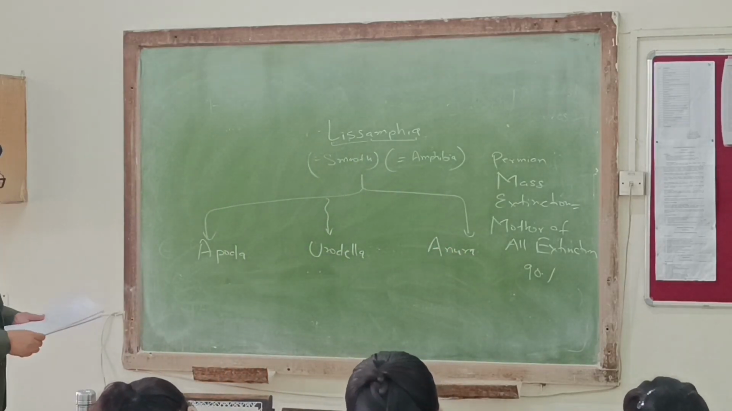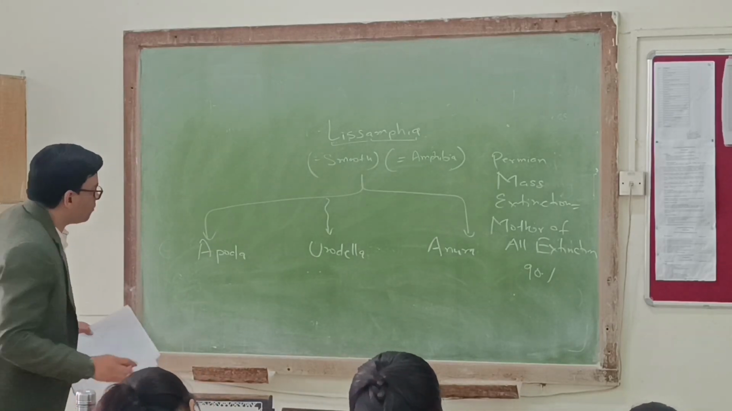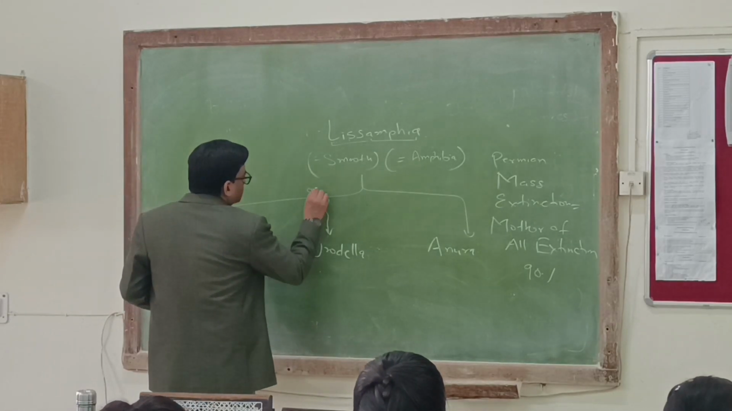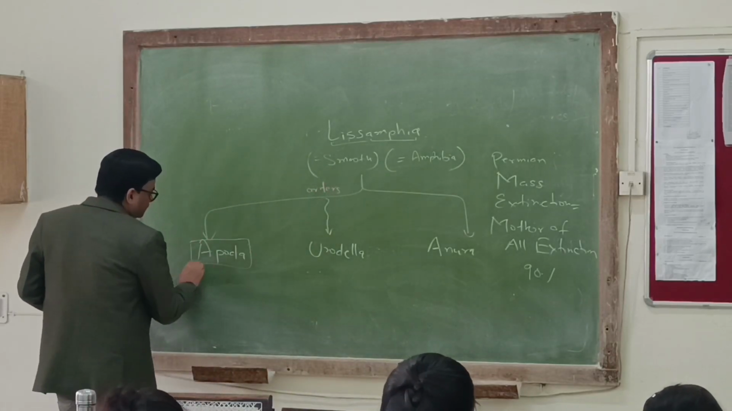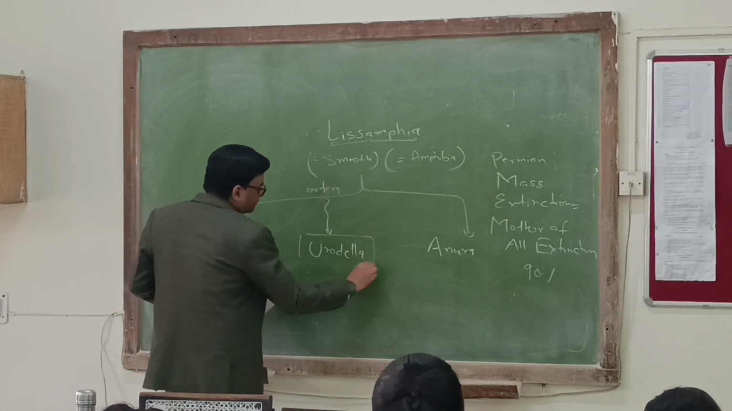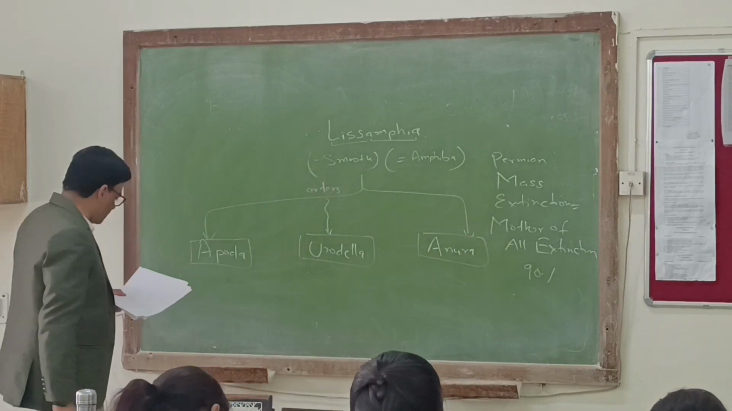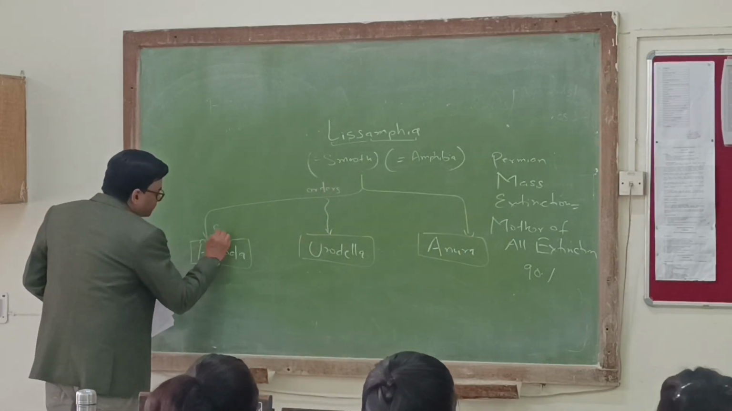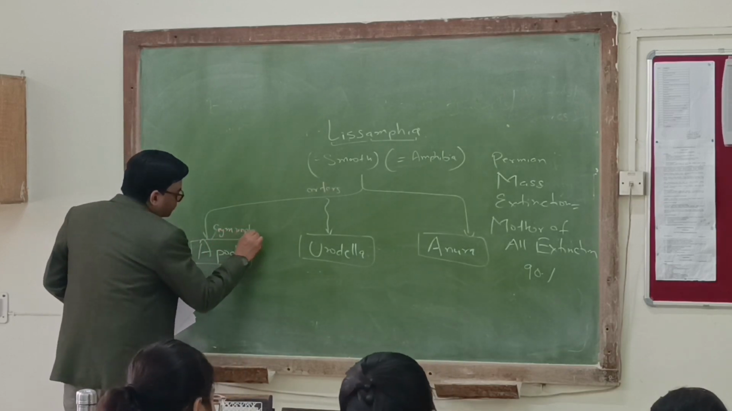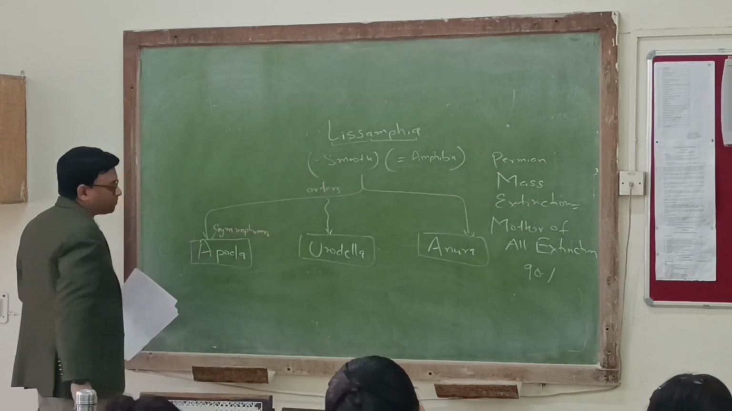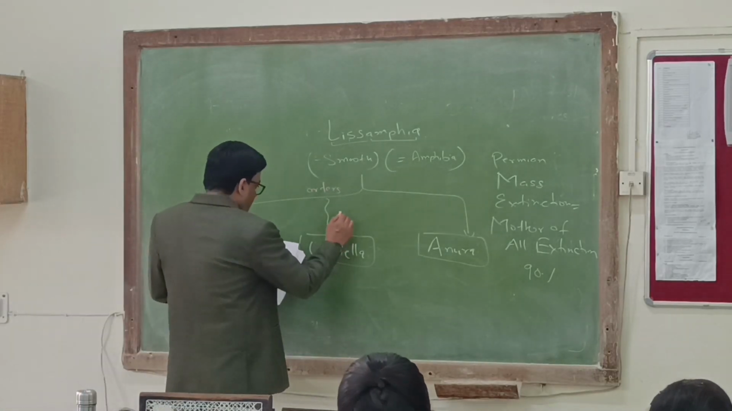What is the name of the three orders? These are orders: Apoda, Urodela, and Anura. Apoda is also called Gymnophiona. Gymno means naked.